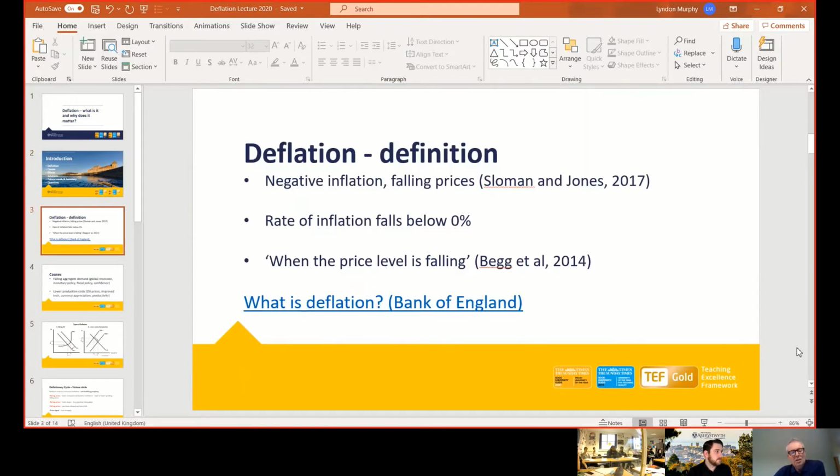Okay, first up is definition. Some quite simple definitions, firstly from Sloman and Jones: negative inflation is falling prices, a rate of inflation that falls below 0%. And a little definition from Berg et al.: when the price level is falling. I've got a link there, which I'm not going to click on, but I'll forward the slides to Daniel, and I'm sure he'll be able to share them with you so you can click on it. It's just a very simple definition from the Bank of England.